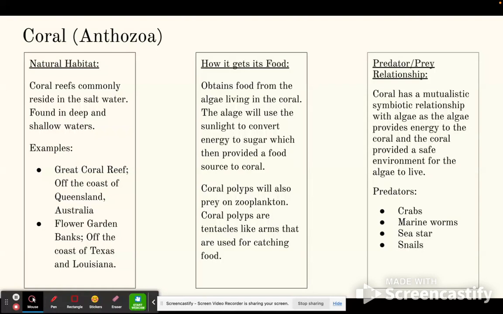And then the predator-prey relationship. Coral has a mutualistic relationship with algae because algae provides food for coral, and coral provides protective shelter for algae, and they are both benefited in this situation. Coral is a very vulnerable organism, so it has a lot of predators, a few being crabs, marine worms, sea stars, and snails.